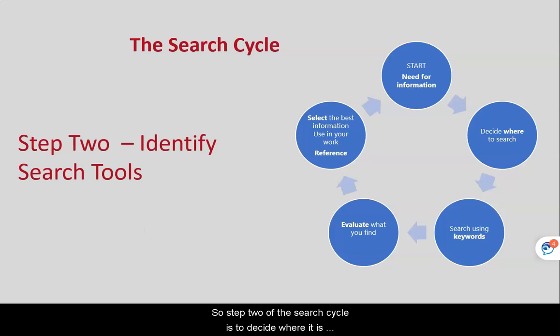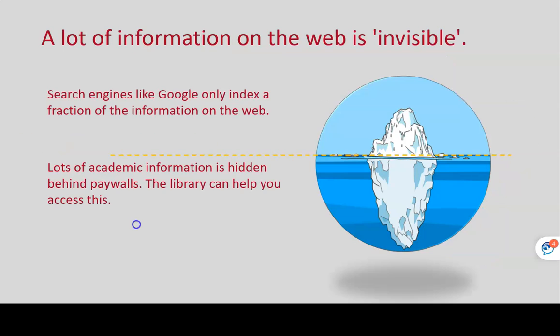So step 2 of the search cycle is to decide where it is you are going to do the searching, which tools you're going to use. Firstly, a word about searching the internet. Tools like Google, and in particular Google Scholar, can be a quick and easy way to find information. Google Scholar is preferable to Google as it covers more academic literature.